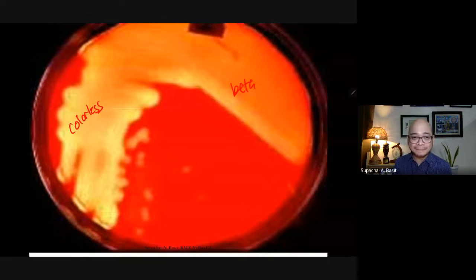This one is beta hemolysis. How do we know if it's beta? Because it's colorless. Sir, it's yellow. No, that's colorless. It only looks yellow perhaps because of the reflection of the light. Okay, but it's supposed to be colorless. So, beta hemolysis means colorless. So, you have to look at the surface of the blood agar plate.